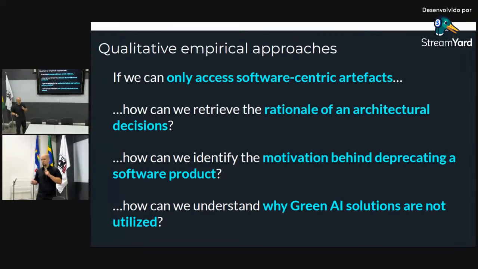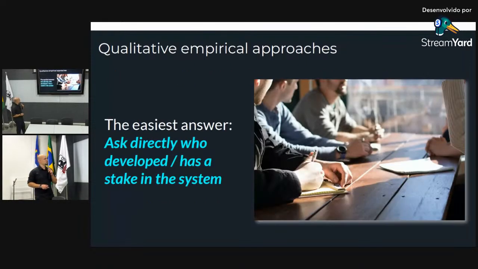Maybe we can mine the user reviews and do some sentiment analysis on that. Or the question we want to answer, which is why Green AI solutions are not utilized today. Maybe we could set up an experiment or a mining study or whatnot, but I think there is a simpler way, which is we just ask directly the developer or whoever has a stake in the system. And I find that quite intuitive.